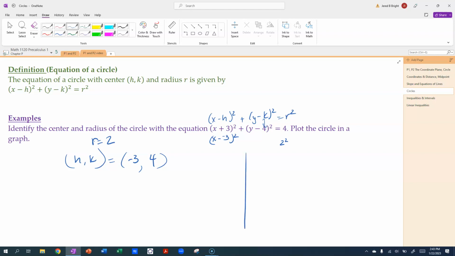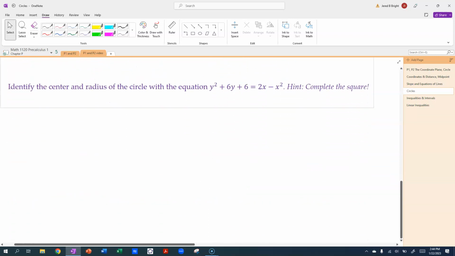Then we just have to do a little sketch. Negative 3, then 1, 2, 3, 4 units up. There's our center. The radius of 2 means that it extends 2 units in every direction from the center. So I do kind of compass points: go up 2, down 2, right 2, left 2, and then do my best to sketch a circle. That's the rough idea. Again, my picture isn't perfect because my scale isn't perfect. All right, next equation.